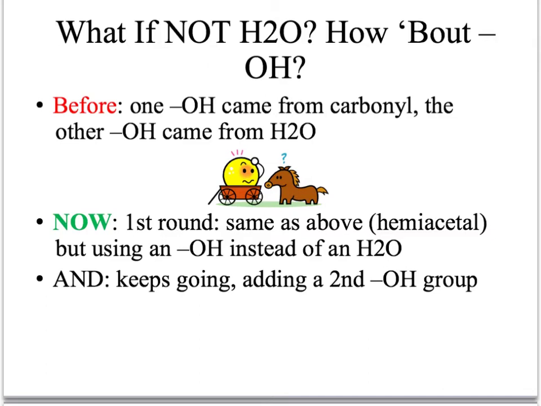This time, same as above, the first OH is going to come from the carbonyl. We got that. But for the second part, we're going to be using an OH instead of water. So instead of an H2O coming in, we're just going to have an alcohol come in. And you keep going. That's the other strange thing about this, you can also add a second alcohol. I'll talk to you about how in just a little bit. So that's a little different than before.